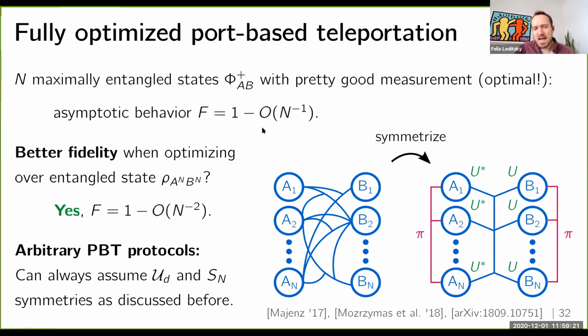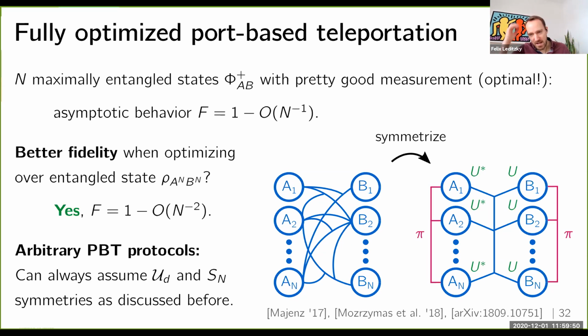And now you can ask, do I get a better asymptotic behavior if I try to optimize the port state? And the answer is yes, because you can actually improve this first order correction to the fidelity to 1 over n squared, which means that it will converge faster to 1, right? If you take n large. And so you do want to now analyze these more general protocols as well.